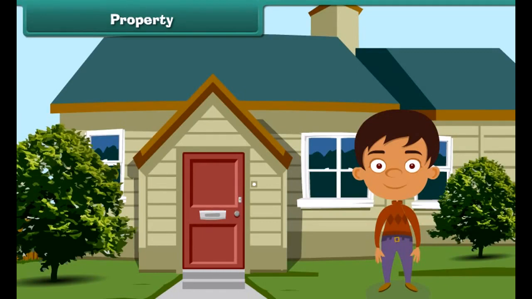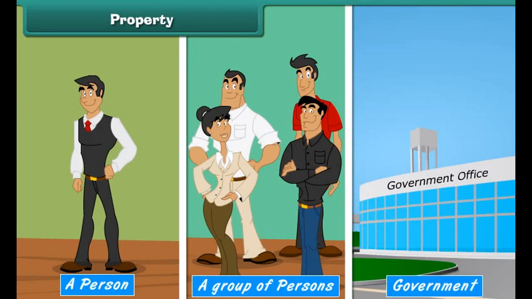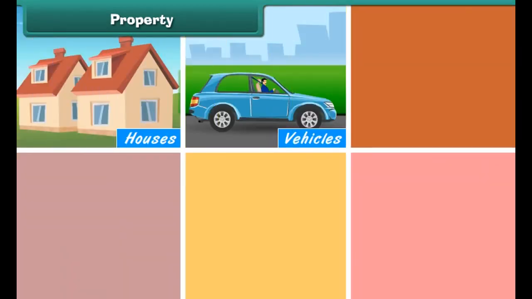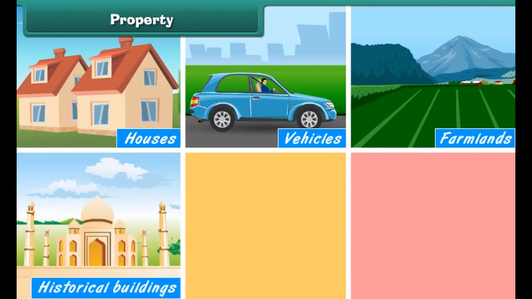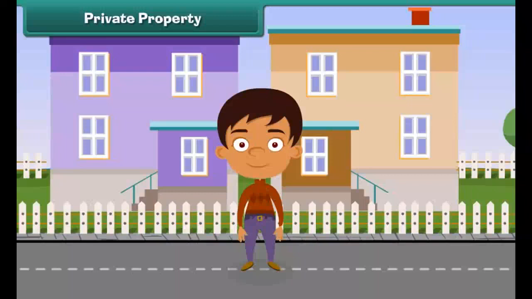Property. Property is anything that is owned by a person, a group of persons or government. Houses, vehicles, farmlands, historical buildings, trains, and post offices are all properties.